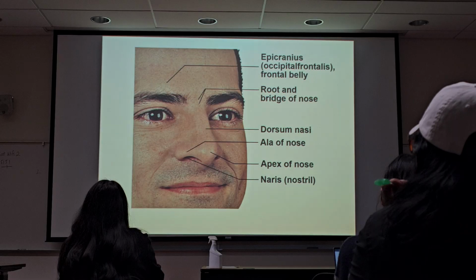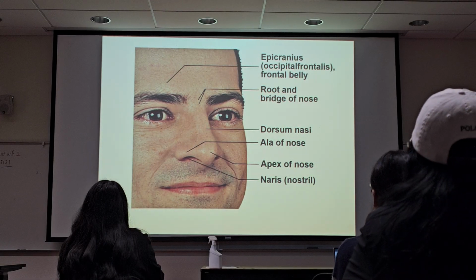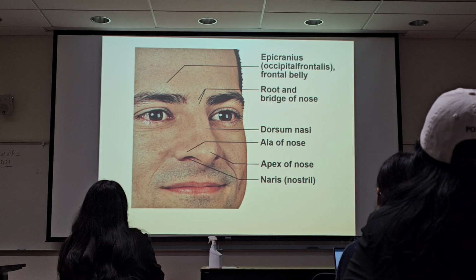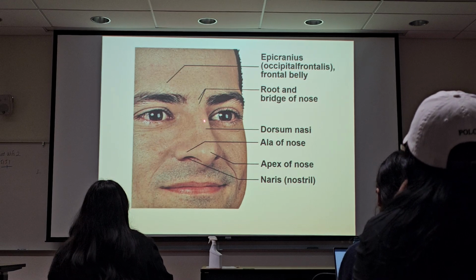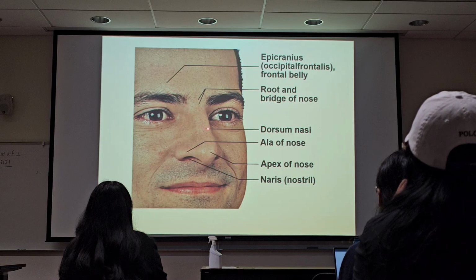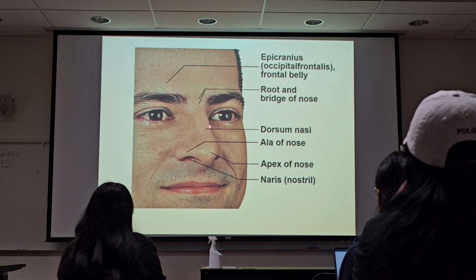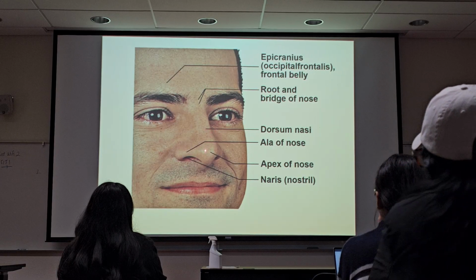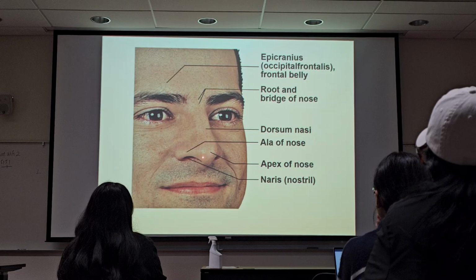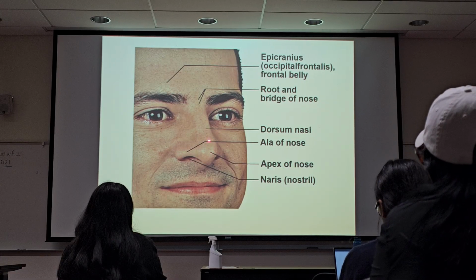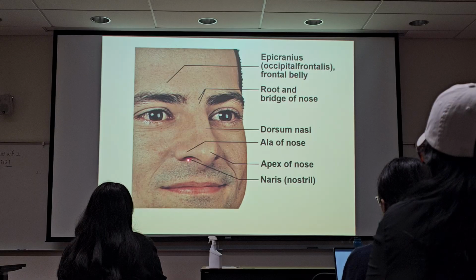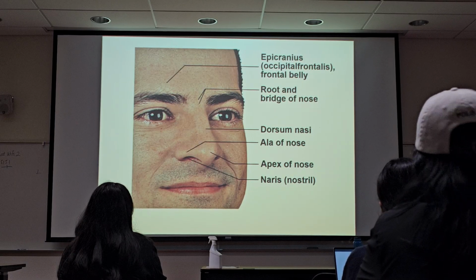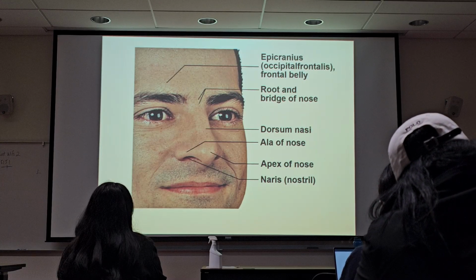See those structures. There's the root and the bridge of the nose. This is the dorsum nasi, the dorsal part of the nose. And then we have our apex, the tip of the nose, and the ala, the wings of the nostrils of the nose, which are our nares. Our external nares, hinting that there must be some internal nares, openings.